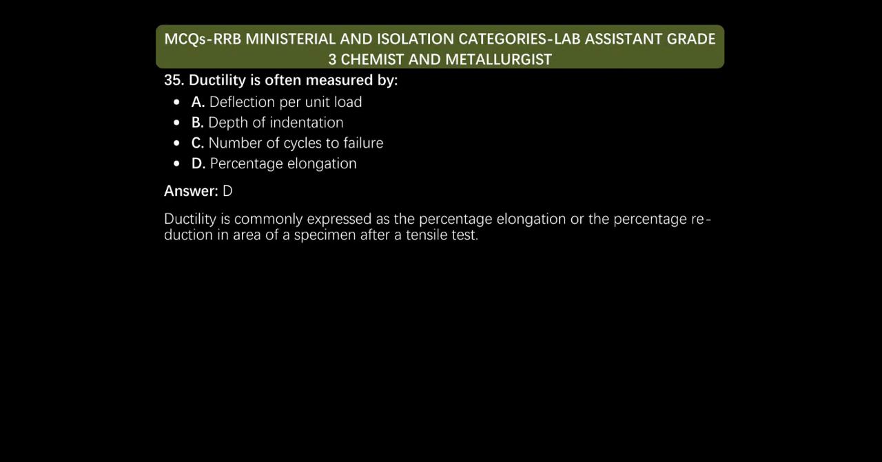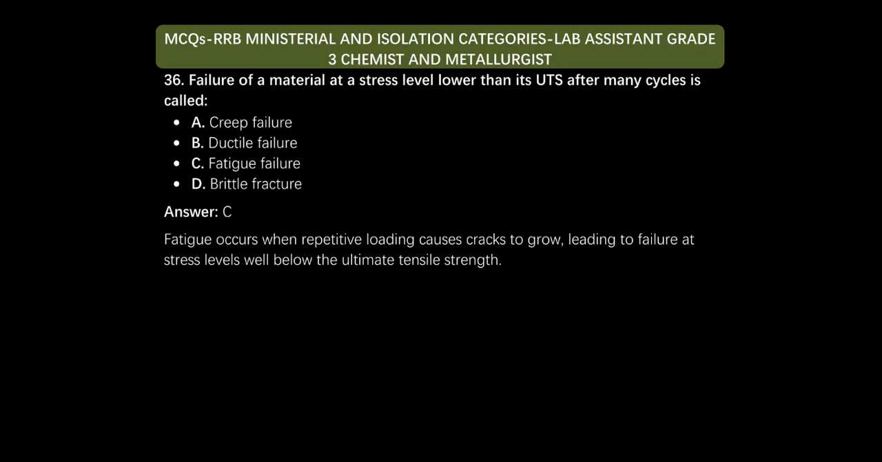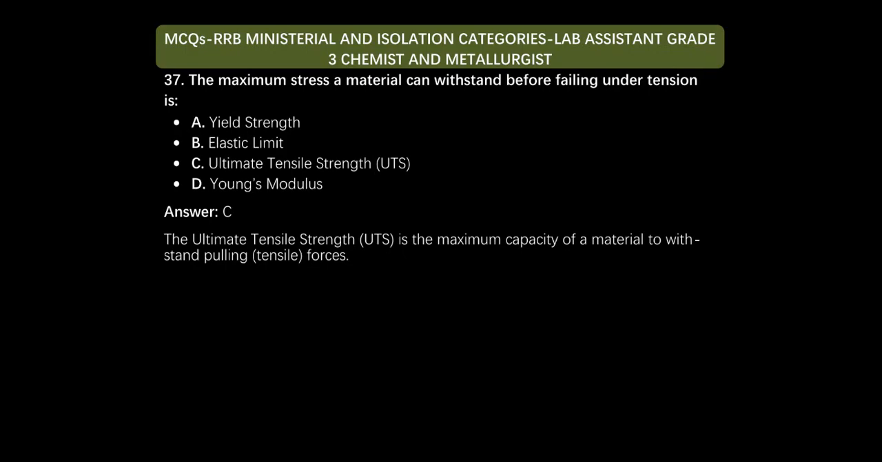Ductility is often measured by option D. Percentage elongation. Failure of a material at a stress level lower than its UTS after many cycles is called, option C. Fatigue failure. The maximum stress a material can withstand before failing under tension, option C. Ultimate tensile strength.